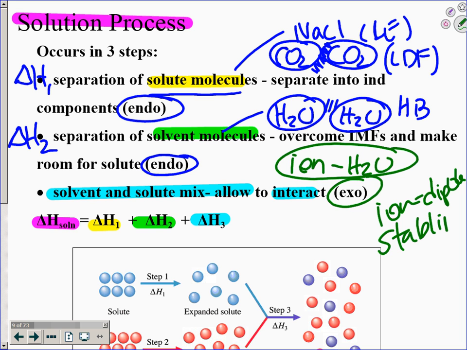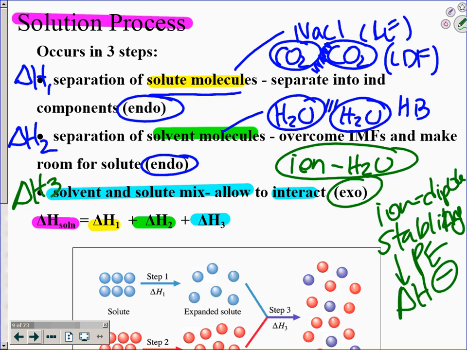It's stabilizing and lowers the potential energy of the system. Delta H is negative, super, super favorable to the universe. So what we're basically saying is that delta H3, being as exothermic as possible, can be so exothermic that it overcomes the 2 endothermic processes here, making us overall see a delta H of what? Delta H of solution of what? Negative. That is the most common example.